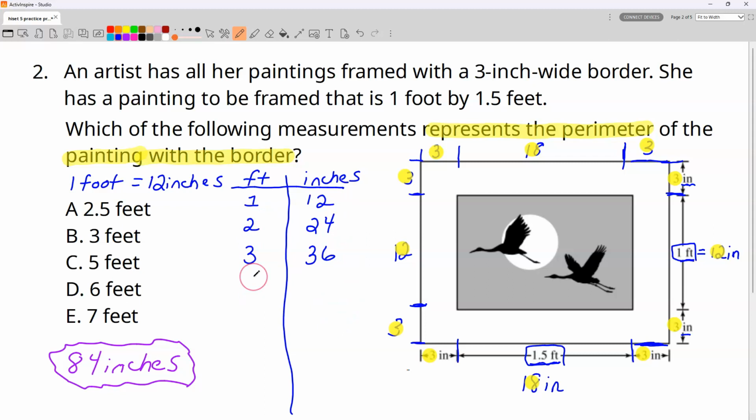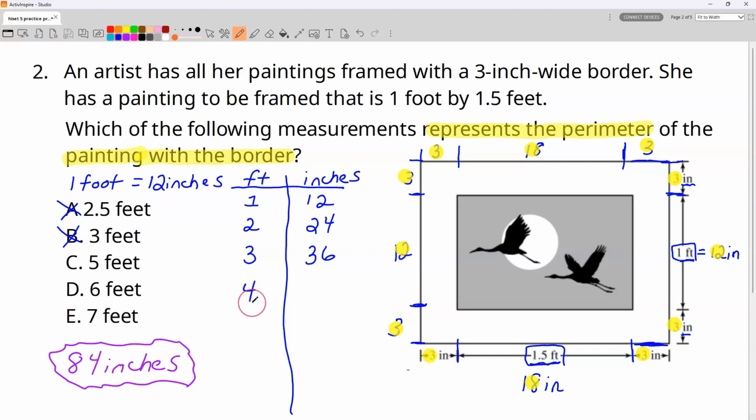So hold on. Maybe we can eliminate some choices right here. We want to know what 84 inches are, right? Well, we're just going to have to keep going until we get to 84. And hopefully you can see you can eliminate a couple answer choices, right? It can't be B because 36 inches is 3 feet and we want 84 inches. So I can eliminate B, and for the same reason I can eliminate A. A is too small. Let's just keep going.